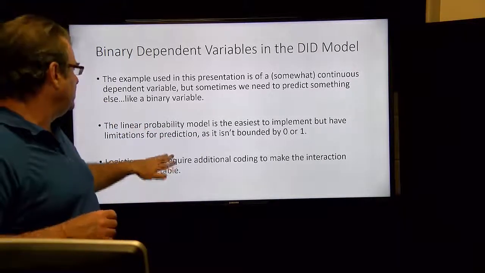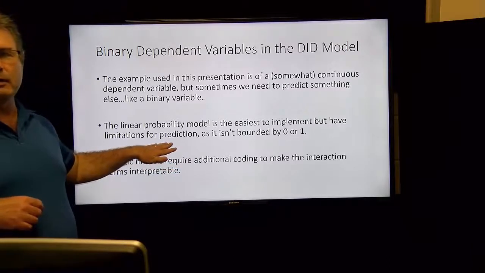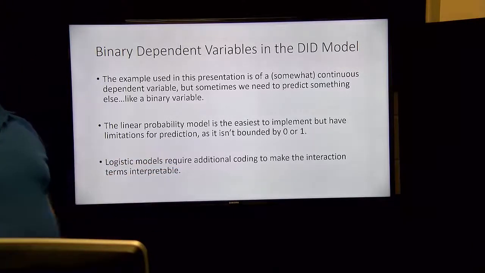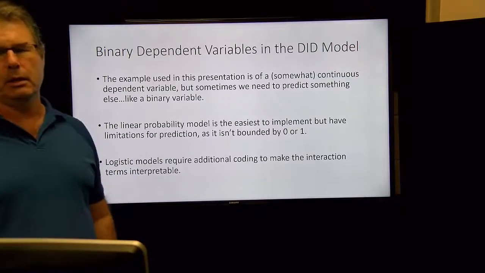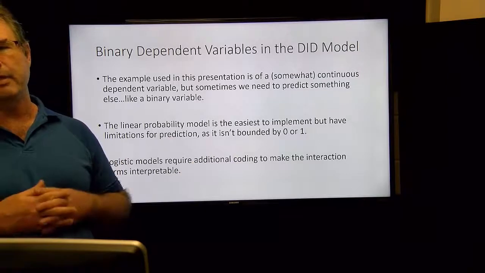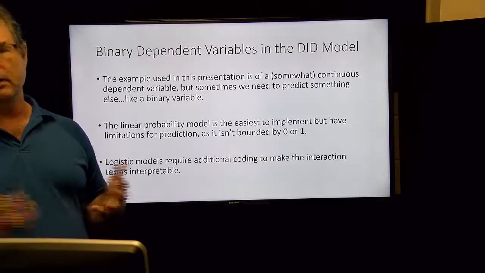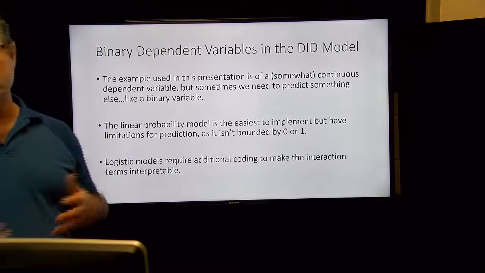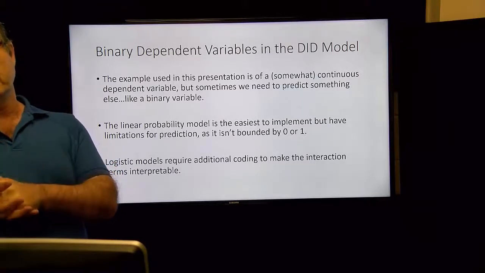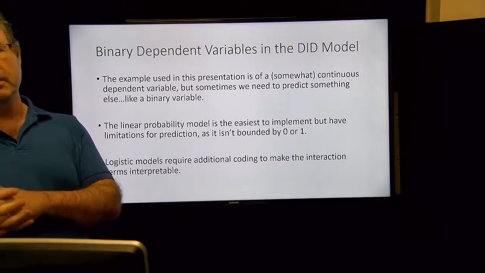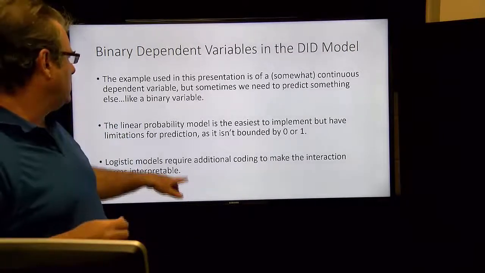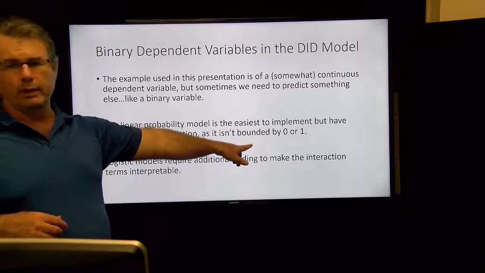Oftentimes what happens is the first pass looks like an ordinary least squares model using what's called the linear probability model. That's just using OLS with a binary dependent variable. That makes it easier to implement. It also makes it easier to use for interpretation, but it places some limitations on your ability to do prediction. The reason it does is because it's not bounded by 0 or 1.